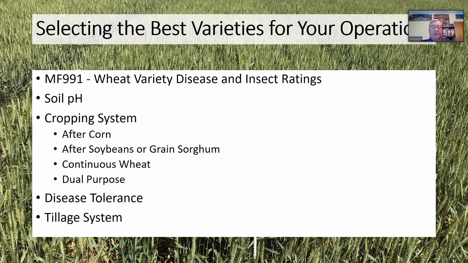One of the best sources I look for disease and insect ratings is the K-State publication MF 991. It's available online. You call your extension agent, but you can get into the K-State Research and Extension site and go find the agronomy link or the crops link, go to agronomy, and it'll be listed under publications, wheat in the wheat section. Sometimes it's a little cumbersome to get there, but you can.